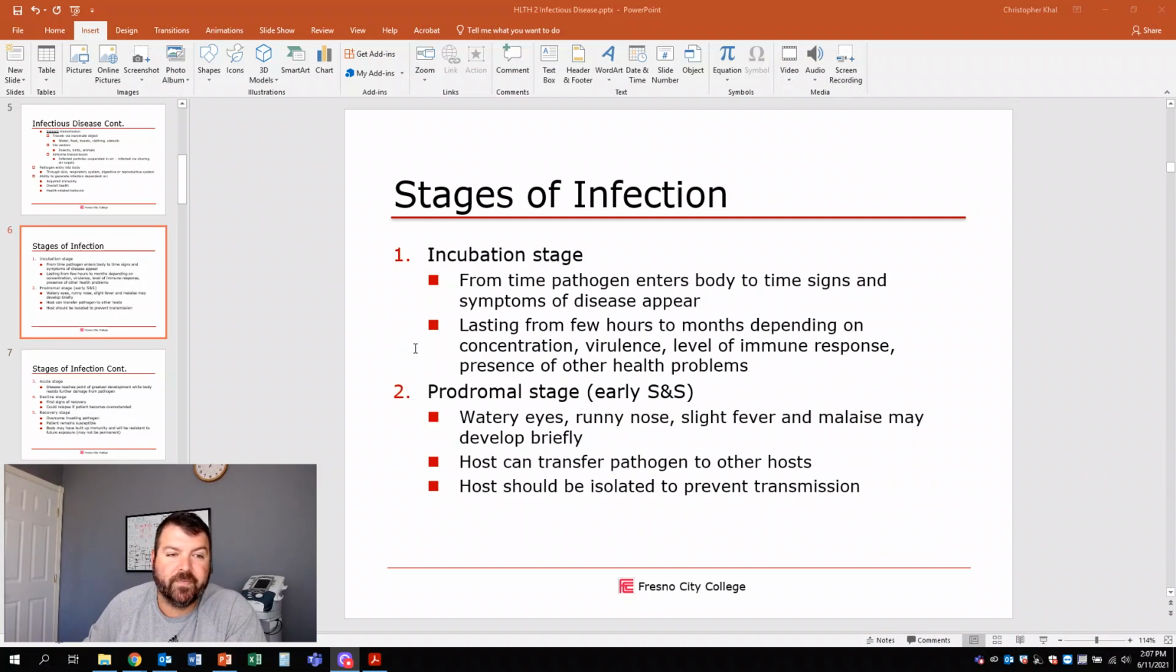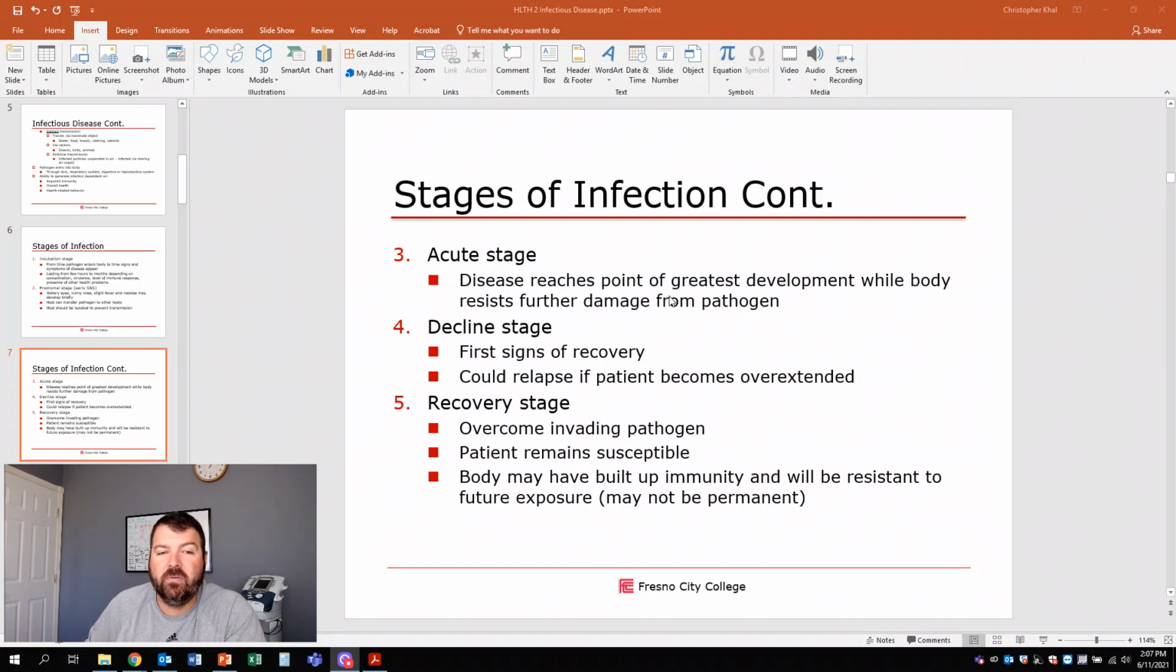So incubation, when you get infected, whatever it is. Prodromal, early signs and symptoms. Acute, where you feel like the most absolute trash, and then you start to recover, the decline, and then the recovery stage.